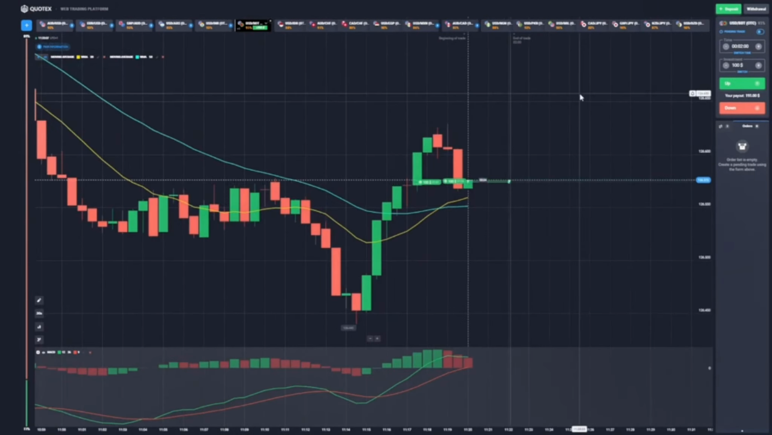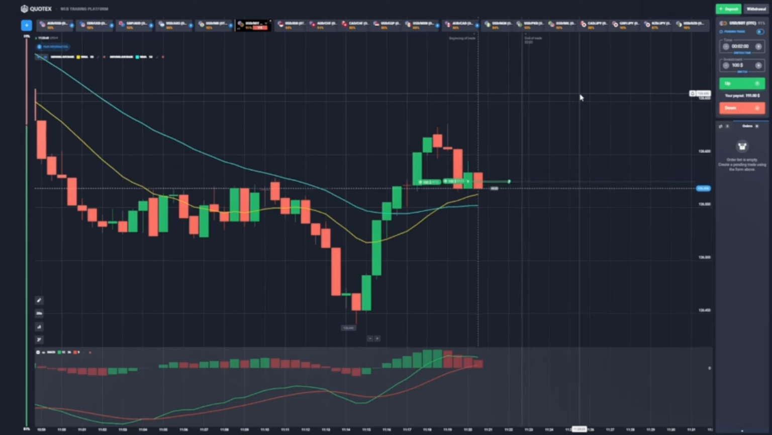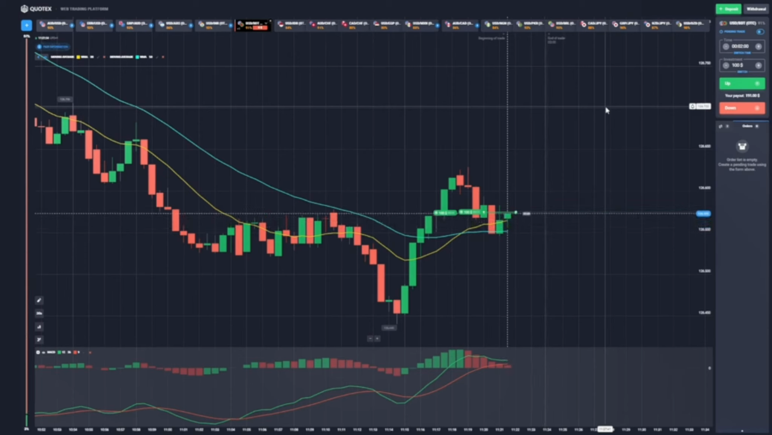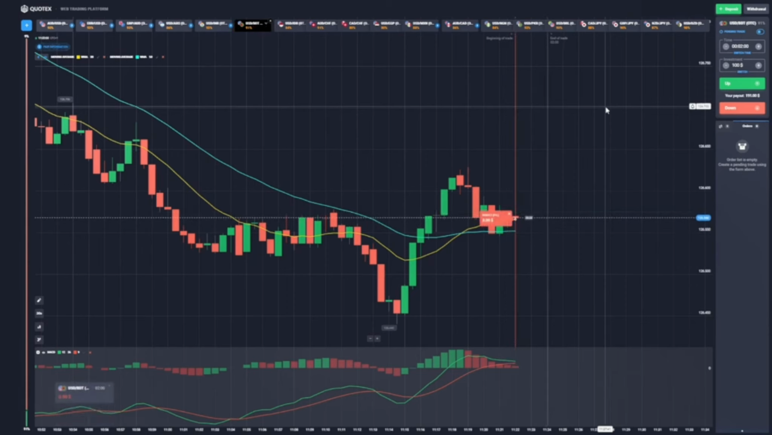Here we have the moving average crossed and the candles are retesting the moving average and we take buy trades. We didn't make profit here, but it's all good cause overall we are in profit.